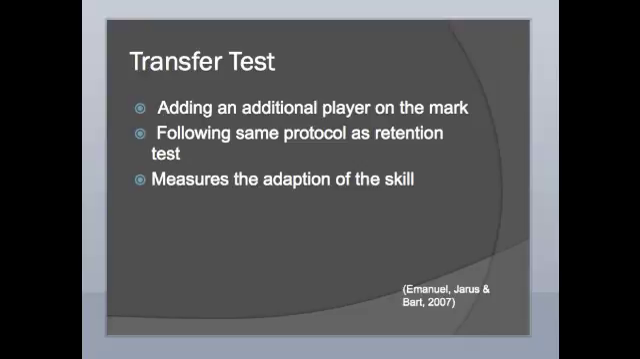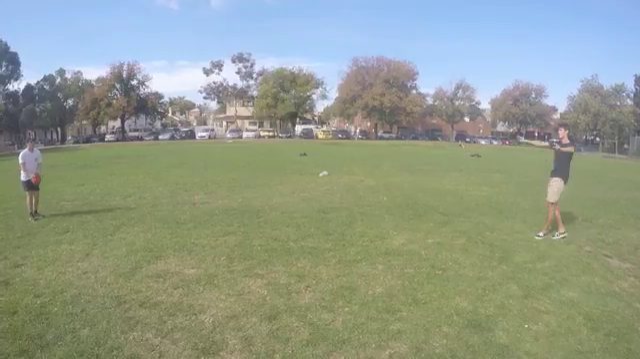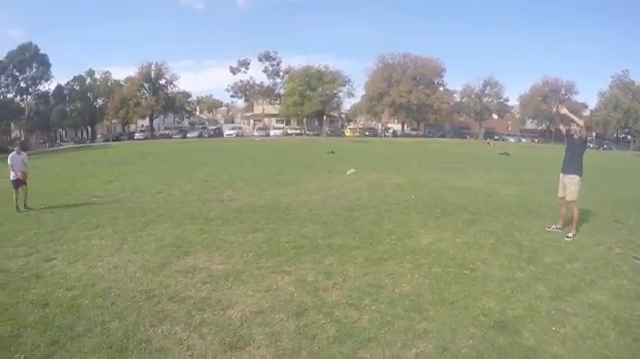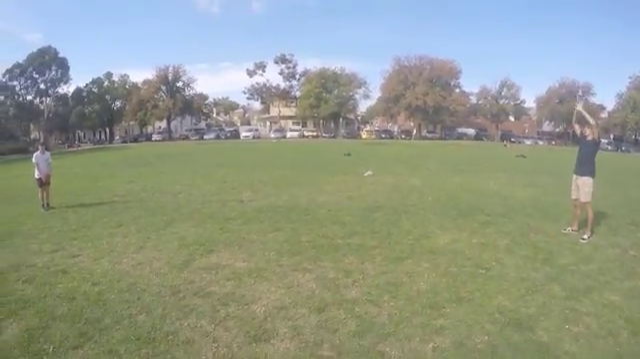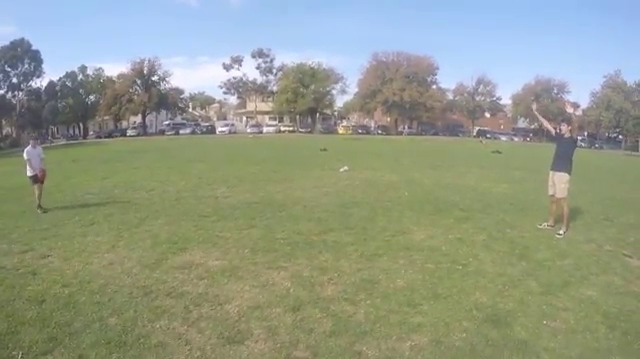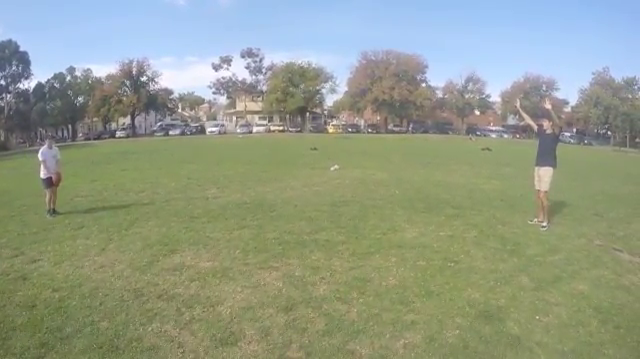Transfer tests are used to test the adaptability of an acquired skill during the acquisition phase. They're used with the addition of a variable. In this case, there was a player on the mark, and it indicates the transfer of the skill learned to different situations.